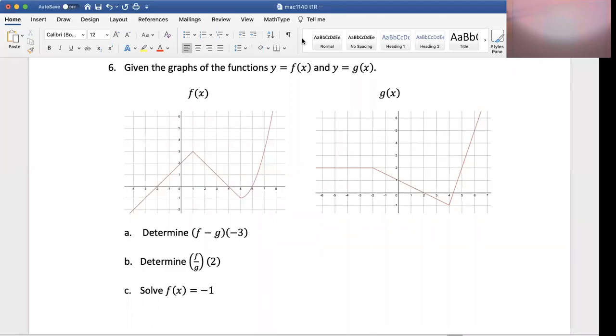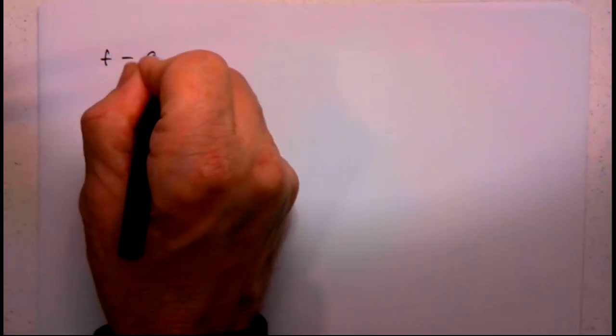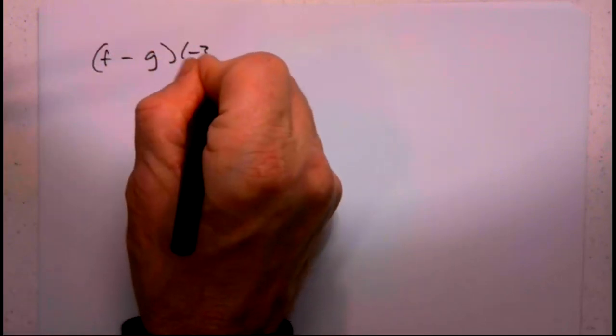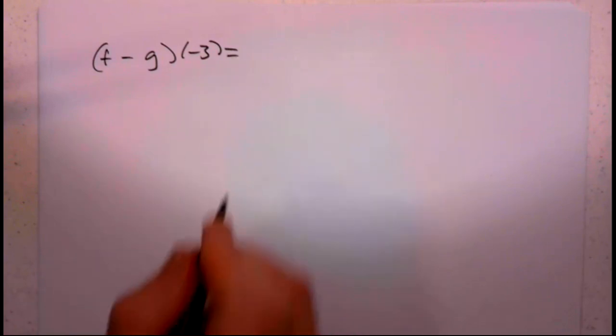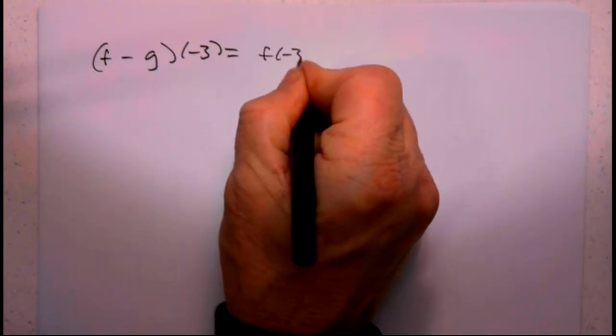Okay, for this question, we're given two functions. Here is y equals f of x, and here is y equals g of x. And the first question we're asking is f minus g of -3. So what is f minus g of -3? That's f of -3 minus g of -3.